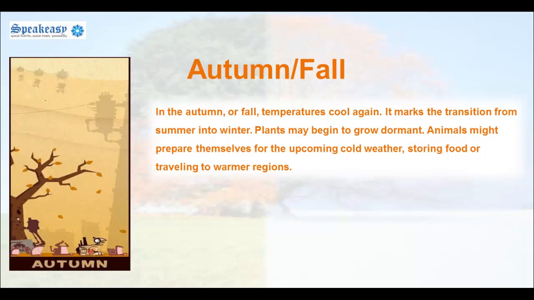Autumn or fall. In the autumn or fall, temperatures cool again. It marks the transition from summer to winter. Plants may begin to grow dormant. Animals might prepare themselves for the upcoming cold, storing food or traveling to warmer regions.